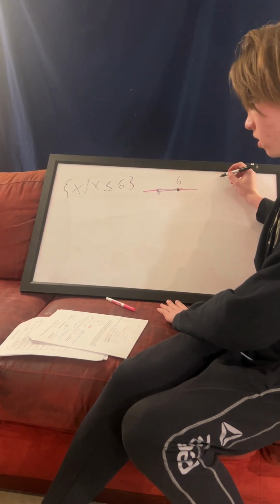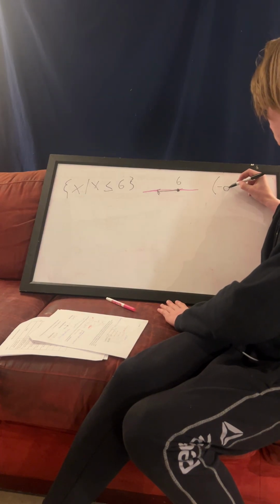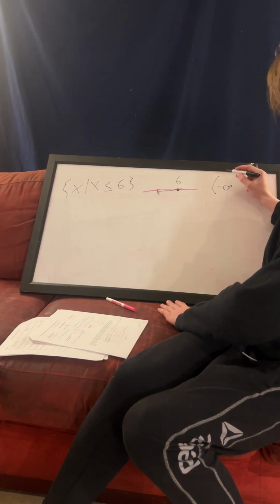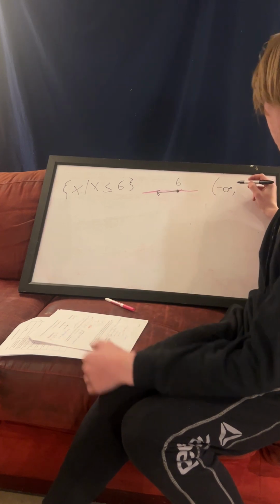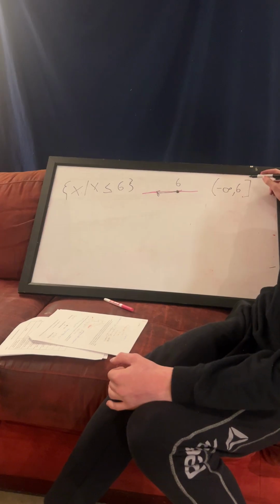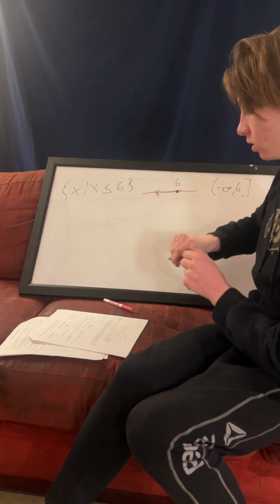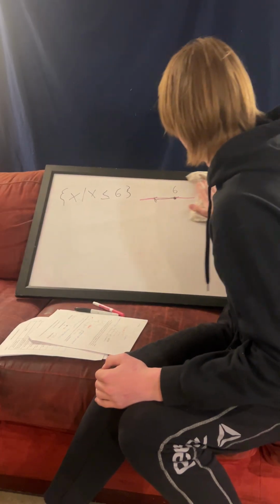Interval notation: you have negative infinity, that is a regular parenthesis because it does not include, comma 6, and then you have a bracket because it does include 6, because it is less than or equal to. That is number 4.